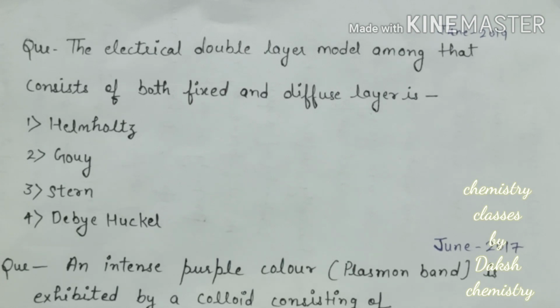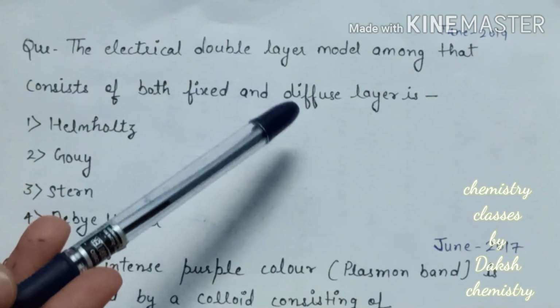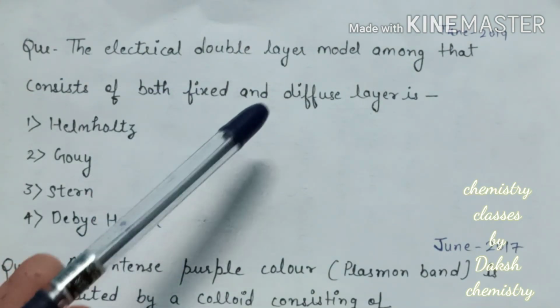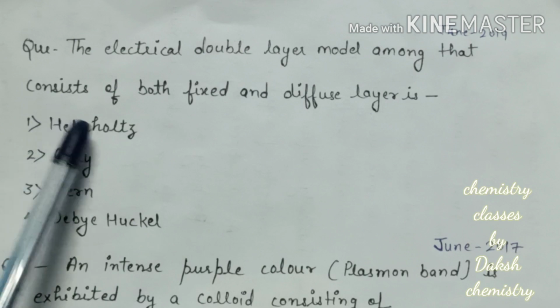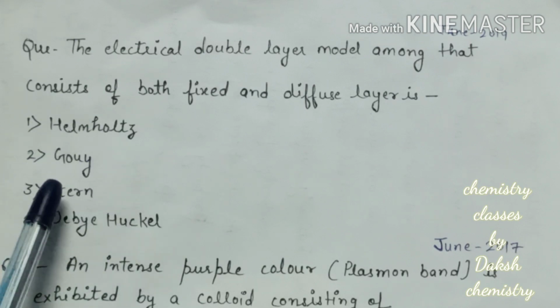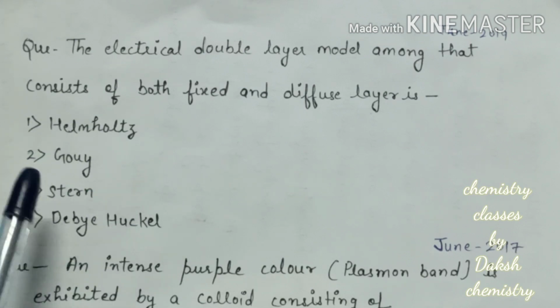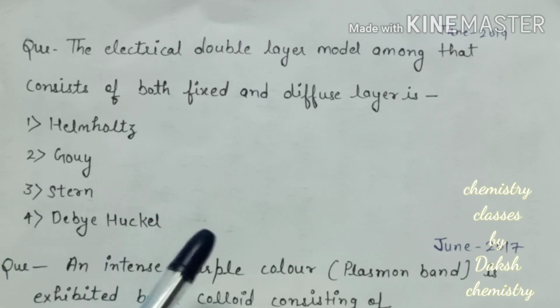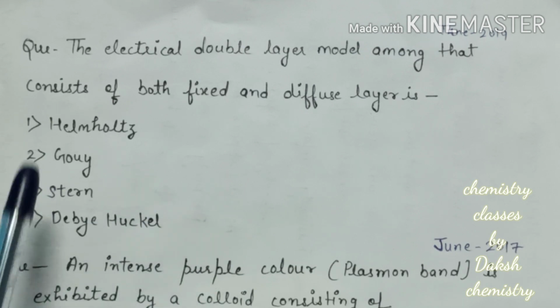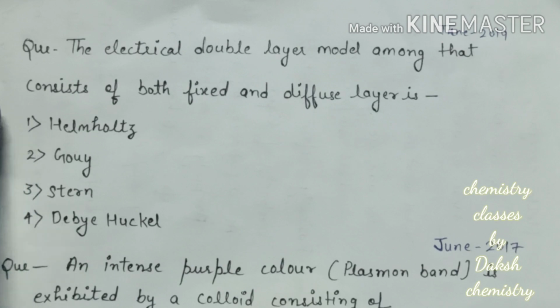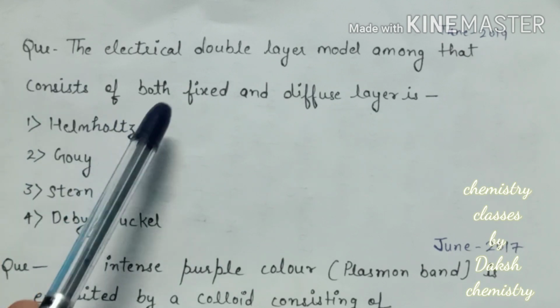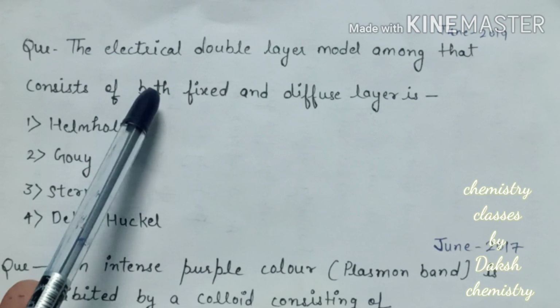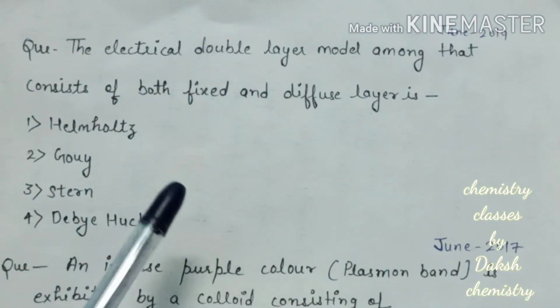So, getting to the point, what will be our answer? The electrical double layer which consists of both fixed and diffuse layers is: Helmholtz, Guy-Chapman, Stern layer, Debye-Hückel. The Stern layer is the fixed layer, and Guy-Chapman is the distance between our fixed layer and diffuse layer. So our correct answer is the first: the Helmholtz electrical double layer consists of both fixed and diffuse layers.